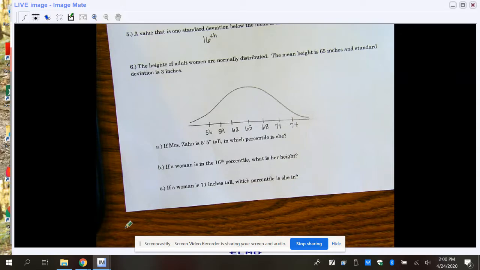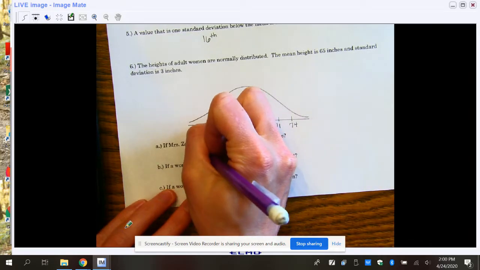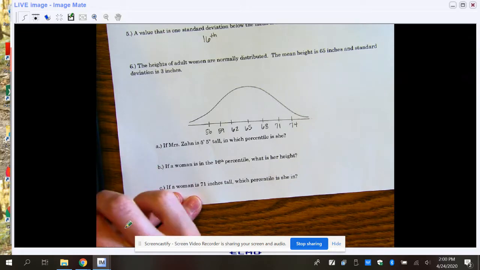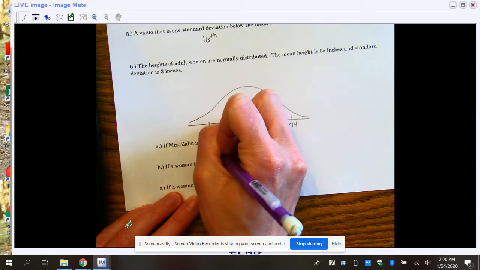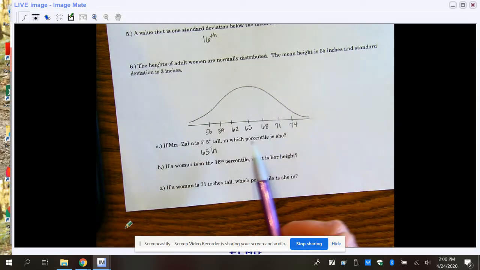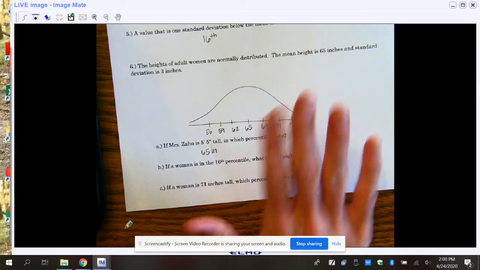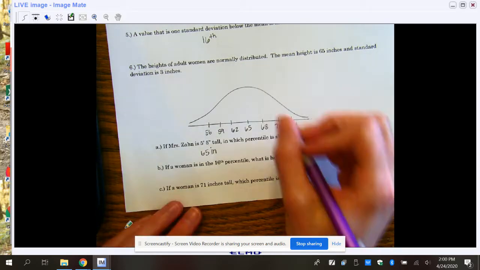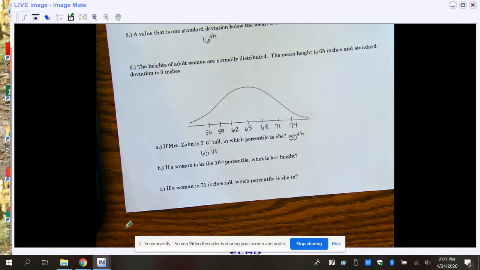Okay, so if Mrs. On is 5 feet, 5 inches tall, what percentile is she in? And so first we have to figure out how many inches is that, since this is in terms of inches. So 5 times 12 is 60. 60 plus 5 is 65 inches. So I would need to figure out where 65 inches falls on here. Well, that's the mean, so that means that I am in the 50th percentile. So I'm very average for a woman my age.